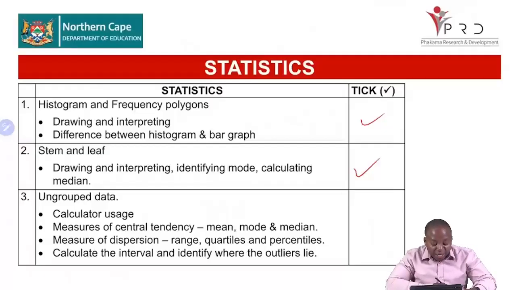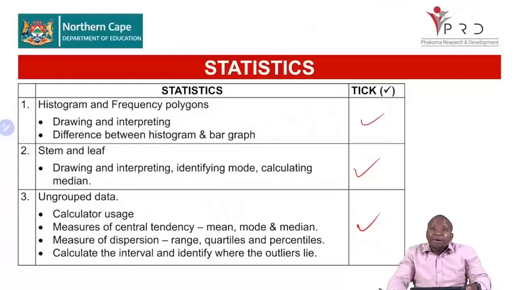Working with the stem and leaf, am I able to draw and interpret it, identify the mode, and calculate the median using the stem and leaf? Number 3, with grouped data, am I able to make use of a calculator? Very important. We need to work with the calculator when we're dealing with statistics, so it makes the job easier for us and manageable. Some of the concepts that we're going to focus on really need the utilization of a calculator. So make sure the calculator, as part of your book work, is actually done to the core.